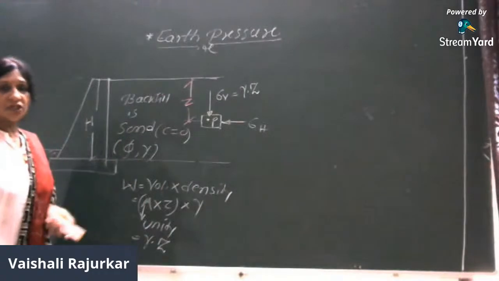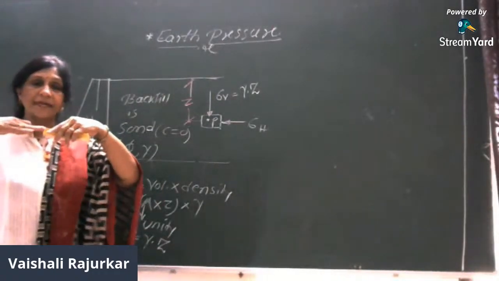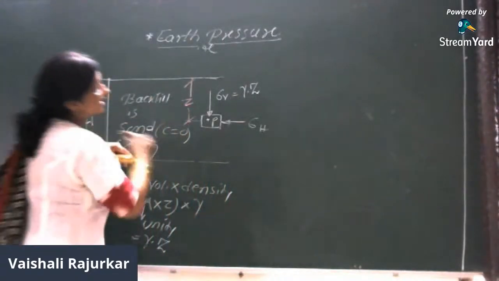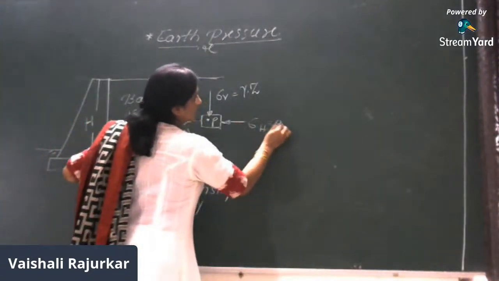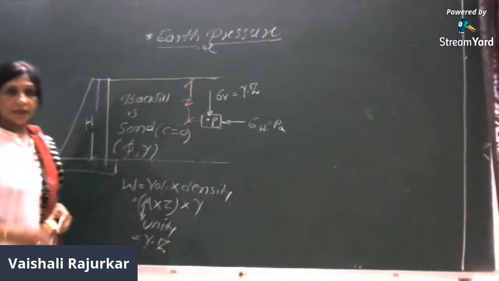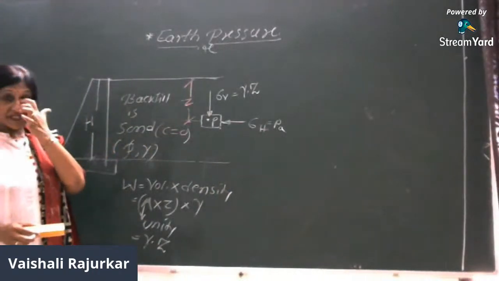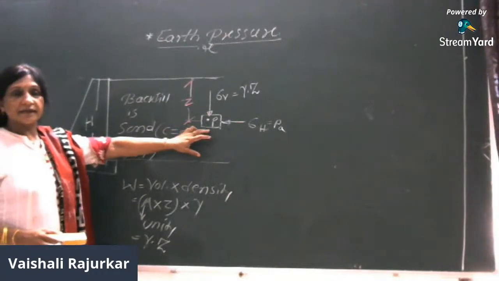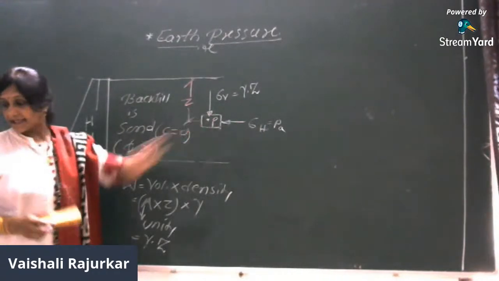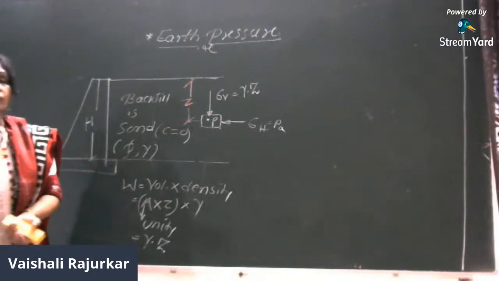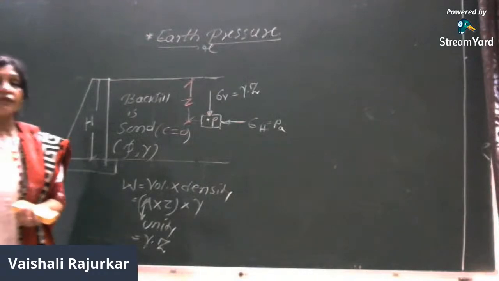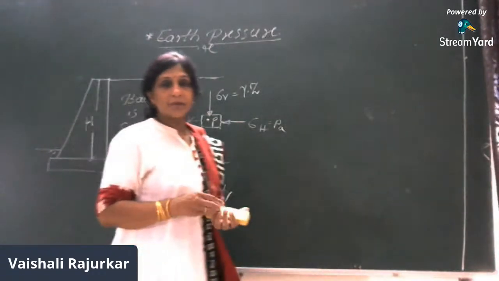Then what is sigma H? Sigma H is the horizontal pressure over the unsupported soil mass, and in this case that is considered as PA, right? So these are the two pressures which are acting over any soil mass at any depth Z, and that is considered as P.